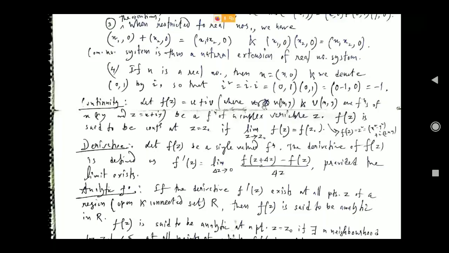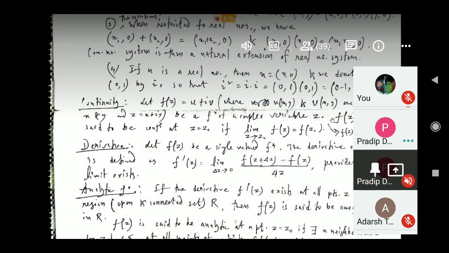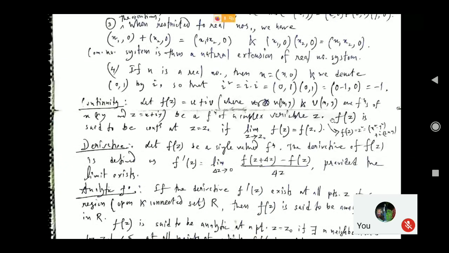where u and v are functions of x and y, and z equals x plus iy. So let f of z be a function of a complex variable. f of z is said to be continuous at z naught if the limit, as z tends to z naught, of f of z equals f of z naught. That is the same definition as for real numbers.